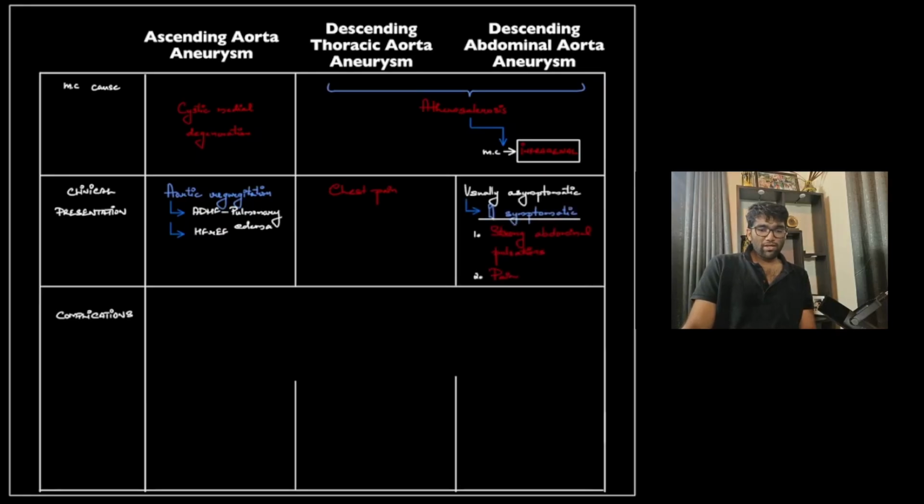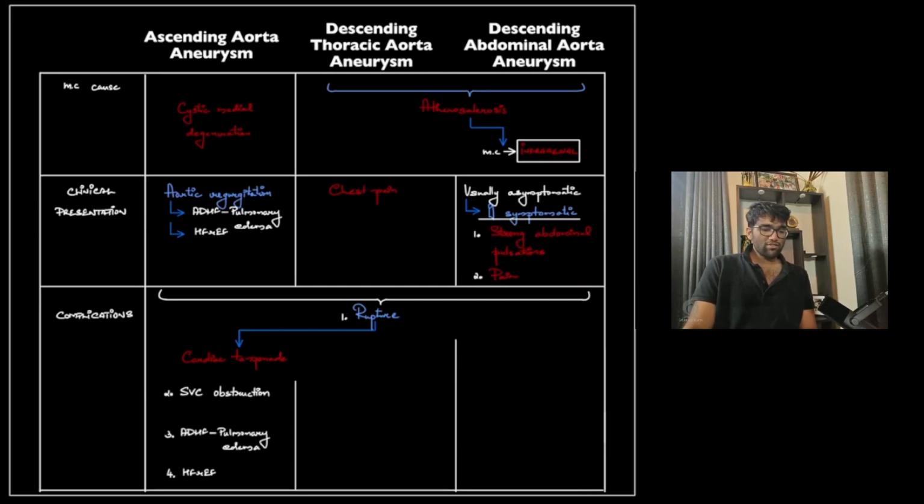In case of descending abdominal aortic aneurysms, the patients are usually asymptomatic, but when they are symptomatic, they have strong abdominal pulsations, and less commonly they have abdominal pain. The complications of all aneurysms is rupture. The rupture of the ascending aortic aneurysms can cause cardiac tamponade. It can naturally also cause all of the local compression complications due to compressions that I had described earlier. So examples would be superior vena cava obstruction, acute decompensated heart failure, pulmonary edema, and heart failure with reduced ejection fraction.